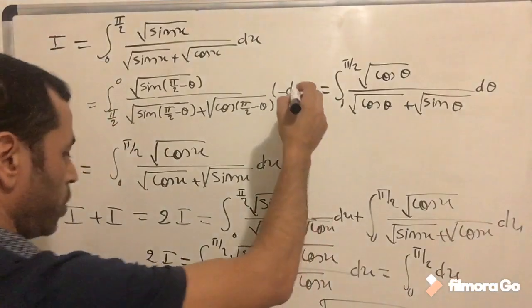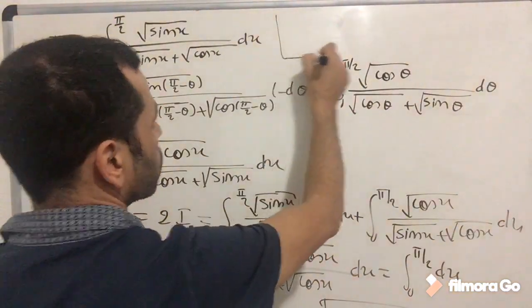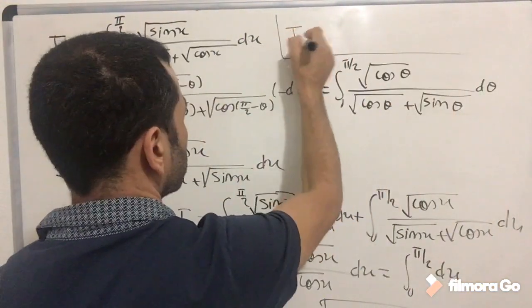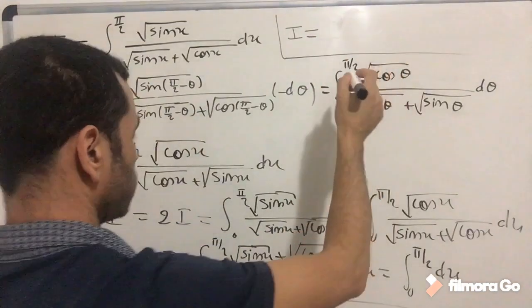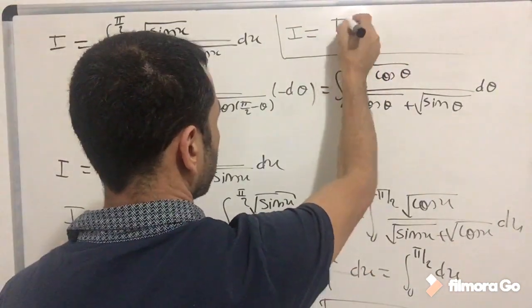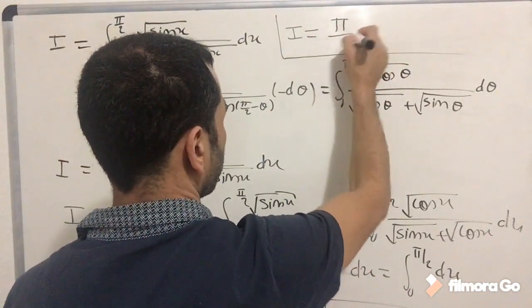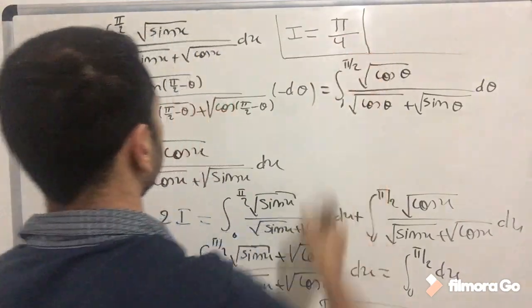Let's put it here to make it very clear. So I equals pi over 4. This is the value of the integral.